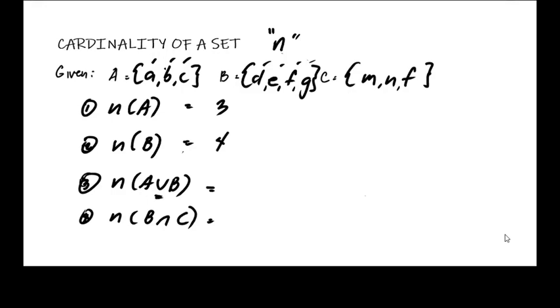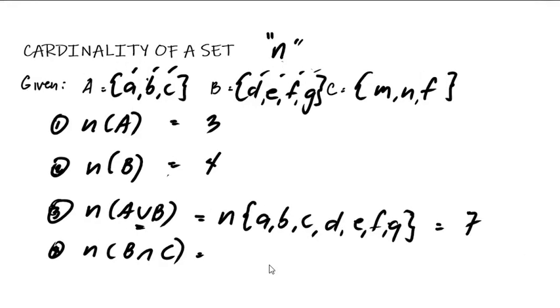Number 3. Tinatanong dito kung ilan yung laman ng elements ng union ng A tsaka B. So, pag i-combine yung set A tsaka set B, ilan yung kanyang laman? Yun lang talaga yun. So, N. So, kung talagang isulat natin yung laman ng A union B, meron tayong A, B, C, D, E, F, tsaka G. So, yung cardinality niya is 1, 2, 3, 4, 5, 6, 7.